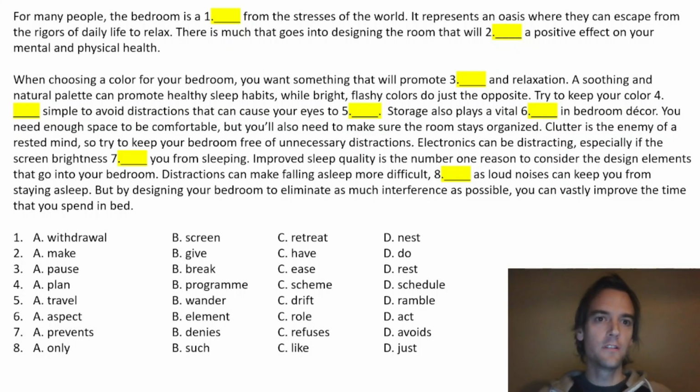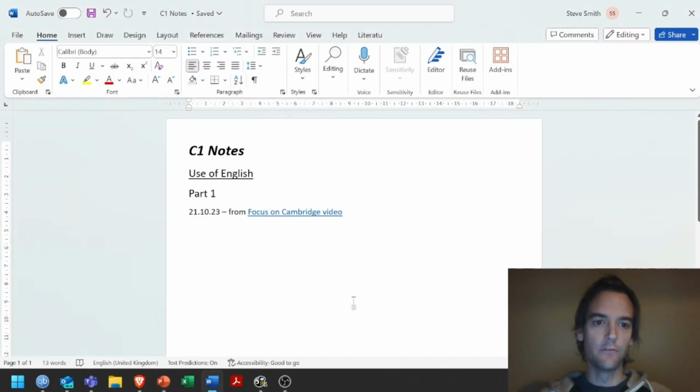So if we look at number one, the bedroom is blank from the stresses of the world. The best answer here is going to be retreat. So we can see in my notes, my C1 notes, we're doing use of English, we're doing part 1. It's the 21st of October at the time of recording. And these notes are from a Focus on Cambridge video. So I'm going to keep all of this in my notes to make sure it's organised.